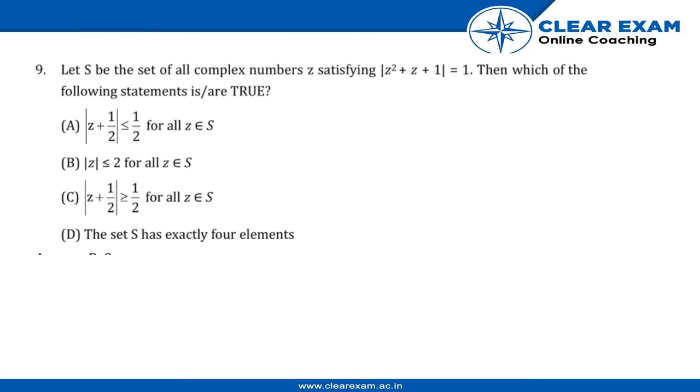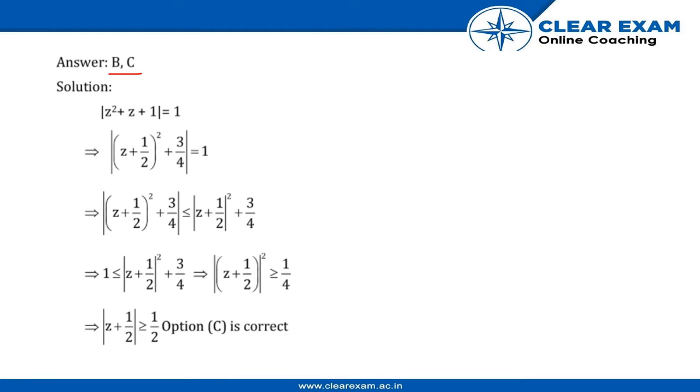Hello everyone, so the question given is: let S be the set of all complex numbers Z satisfying |Z² + Z + 1| = 1, then which of the following statements are true? Now the answer is option B and C.